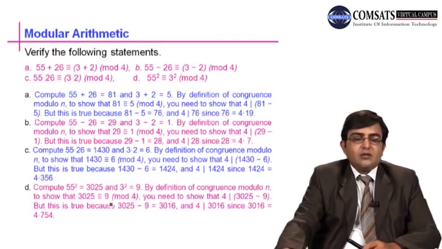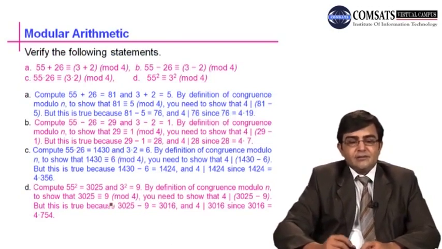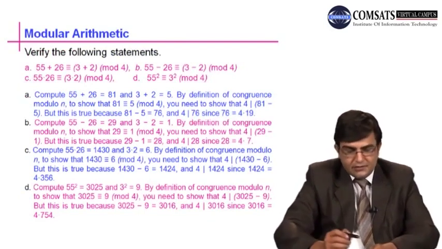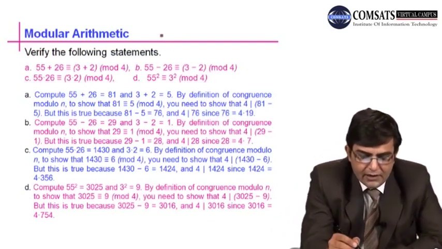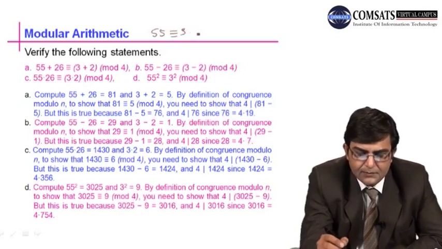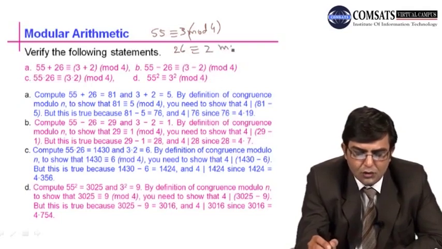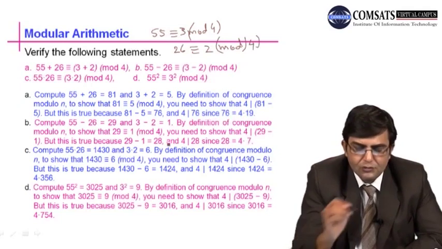So now we are going to verify the following statements, whether they are true or not, using what we have defined. Now here 55 is congruent to 3 mod 4, and 26 is congruent to 2 mod 4.